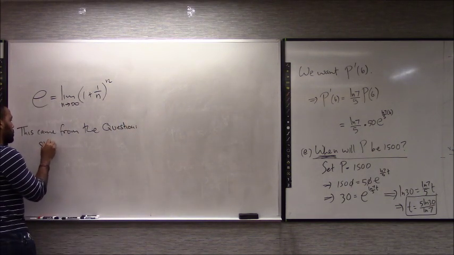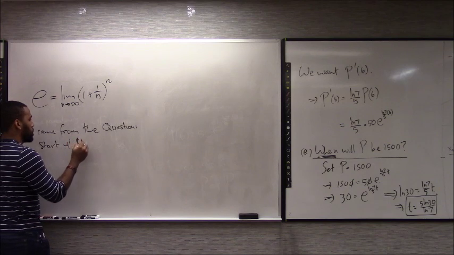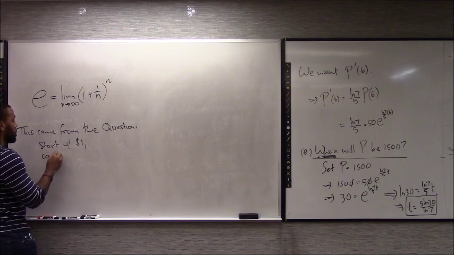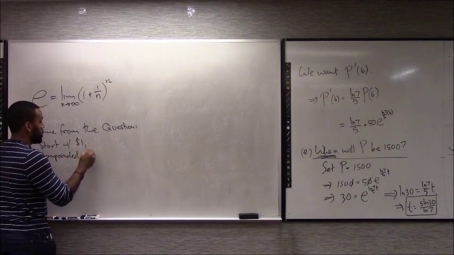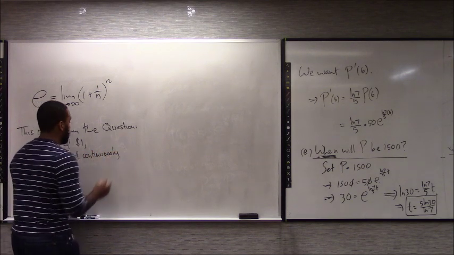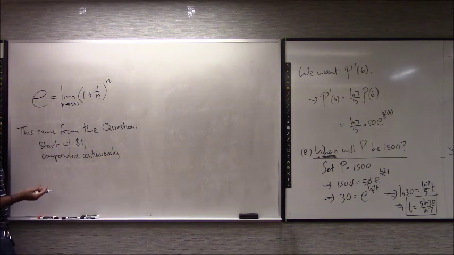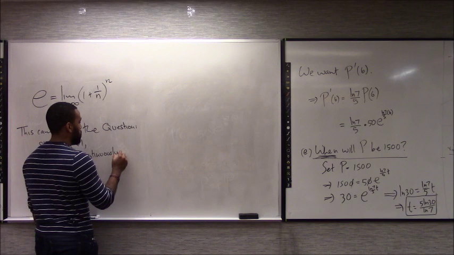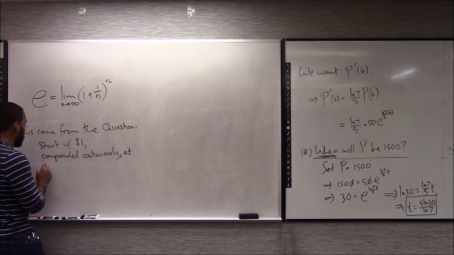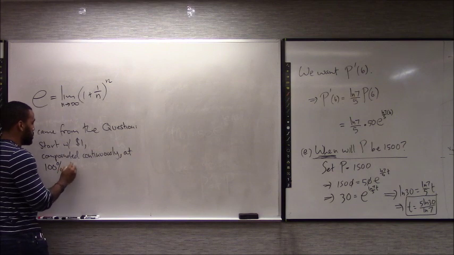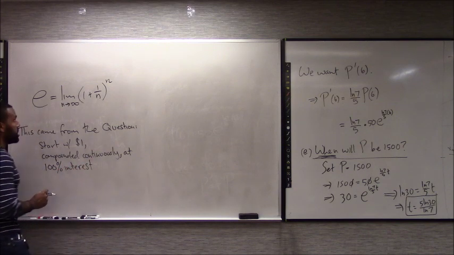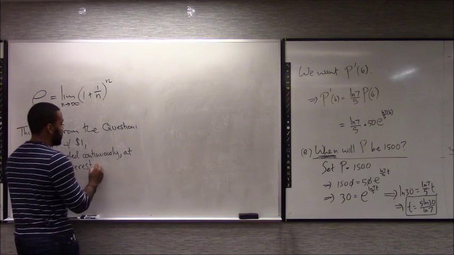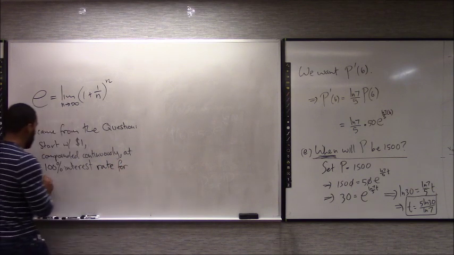If you start with a dollar and compound it continuously, meaning you're applying compound interest an infinite number of times within any given time period, compounded continuously at 100% interest rate. So this is like a really malevolent credit card company. They're really trying to squeeze the most money out of you for 1 year.